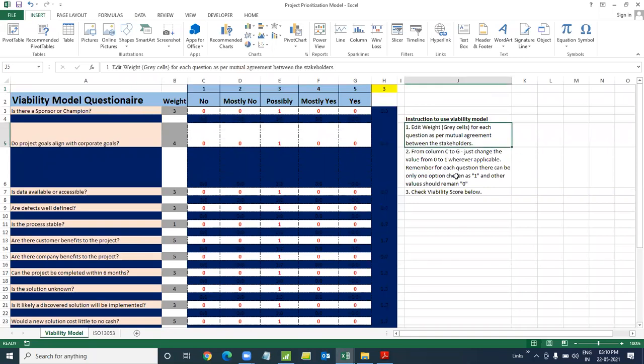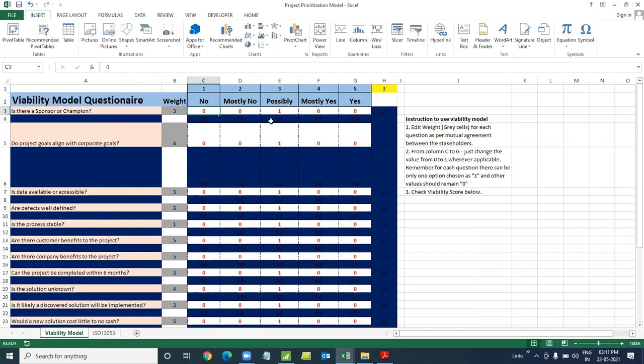Now, we'll get the team together, and finally as a team we'll have to rate this on a scale of: is the answer no, mostly no, possibly sort of neutral, mostly yes, and yes. There are five different questions. So based on that, technically you'll see everything will be zero. Wherever you get, as a team, we agree that this is the question, whatever the answer here.